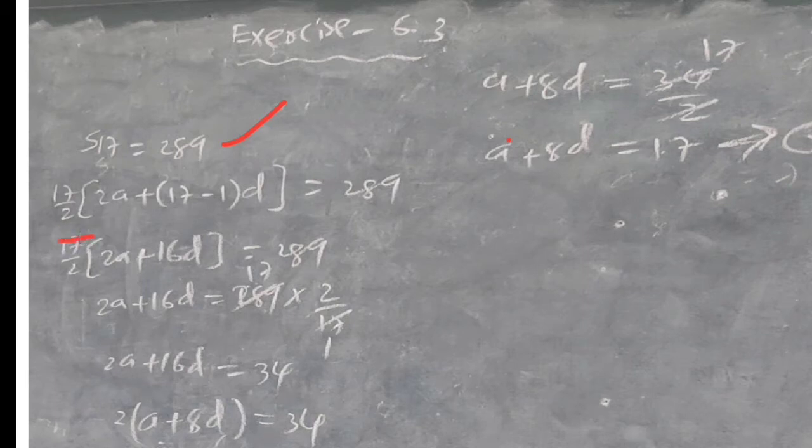Here n value is 17, and n by 2 of 2a plus 17 minus 1 into d equals 289. So here 2a plus 16d equals 34. 2 bracket of a plus 3d... a plus 8d equals 17, equation 2. Now solve these two equations by using the elimination method.